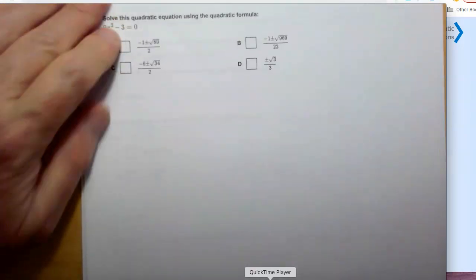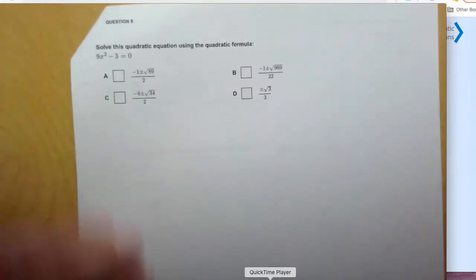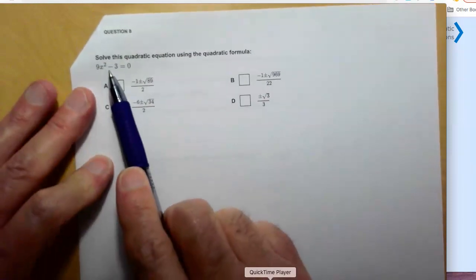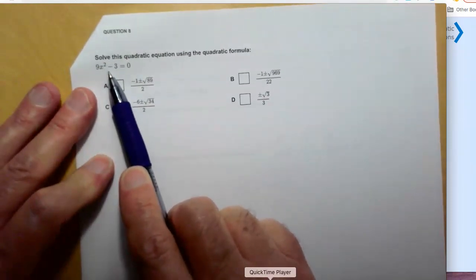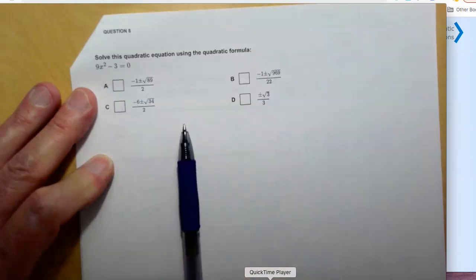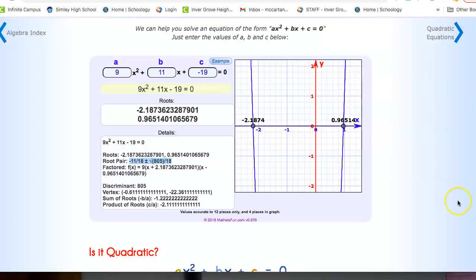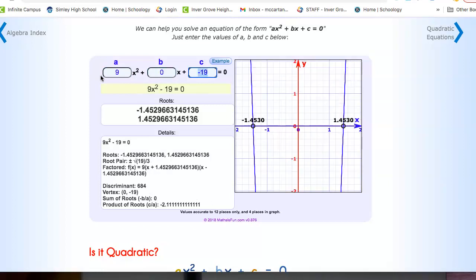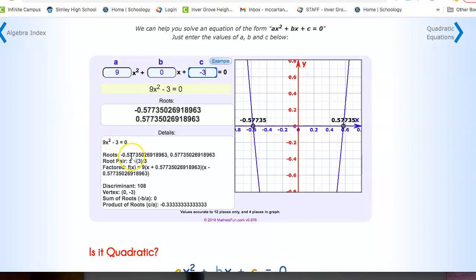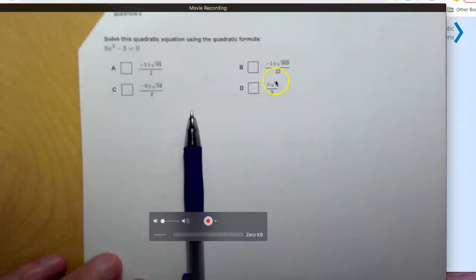All right, last one. Already in standard form. The B is 0. There's no B here. B is 0. C is negative 3. Let's do it. Back to the quad solver. A was 9, B was 0, and C was negative 3. Pretty sweet. It's just plus or minus the square root of 3 over 3. That's what it says right there. Yep, just go ahead and take it.